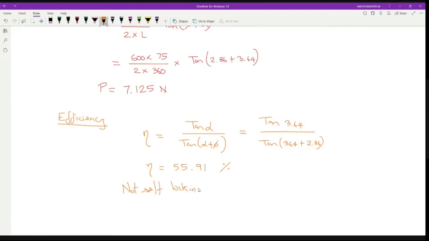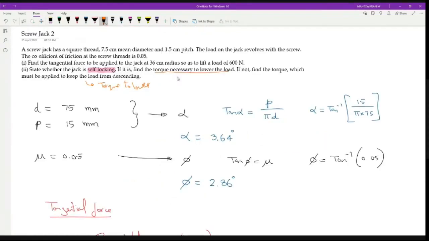In that case, what do you have to do? You have to identify the torque for lowering. If the screw jack is not self-locking, then you have to identify the load required when it is descending down. That is nothing but the torque to lower the weight. It is not to raise the weight, it has to lower the weight, as in this one. So you have to identify the torque required to lower, because that is the force which is making your screw thread come down.